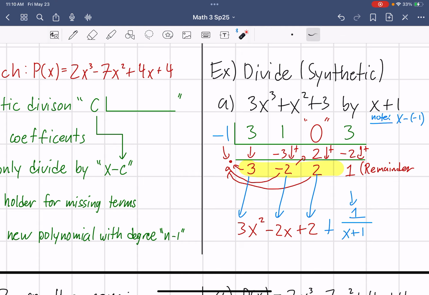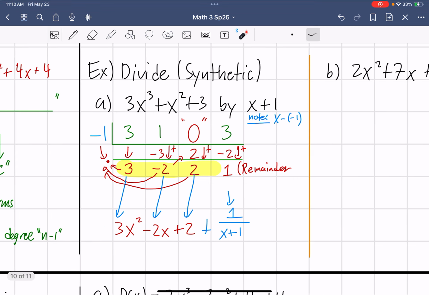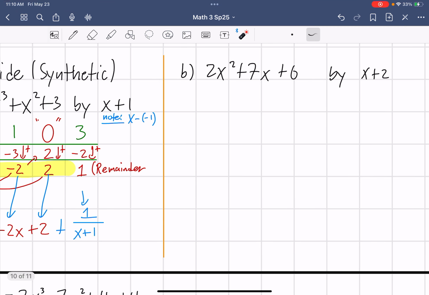Now, if this last one became a 0, I would have no remainder. But if I had no remainder, that would tell me that this is a 0 of this polynomial. This negative 1 would be a 0. And let's see that in this next example. That gets illustrated. So we go here. So we have 2, 7, and then 6. Which we can factor because it's a quadratic, or we can use a quadratic formula to break it down.